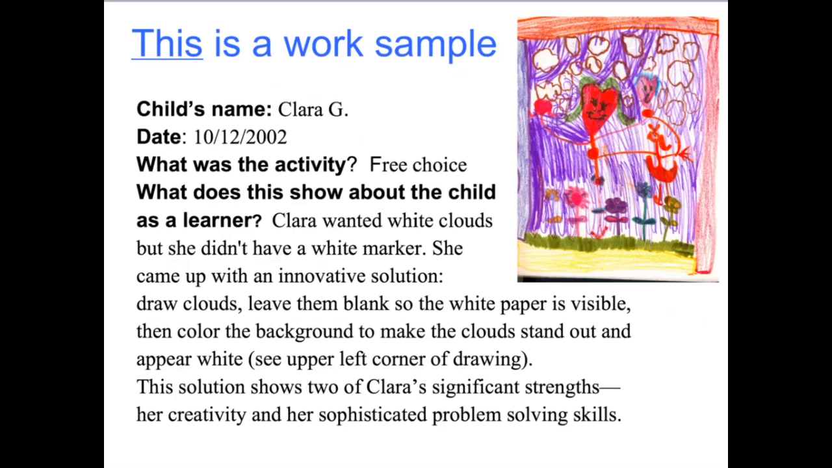Now, this is a work sample. You can see that it has the information about the child, the date, and so on, and about what this work shows about the child as a learner. And the solution they're talking about, you can see right up here, how she drew the outline of the cloud and then colored around to solve her problem.